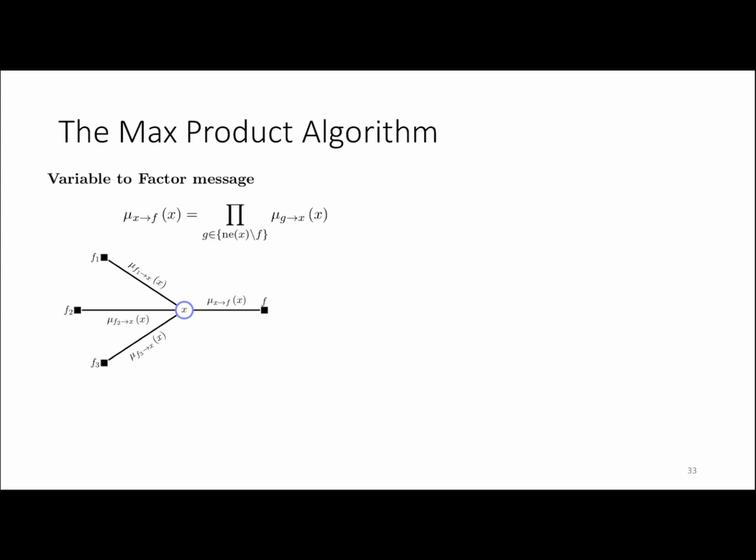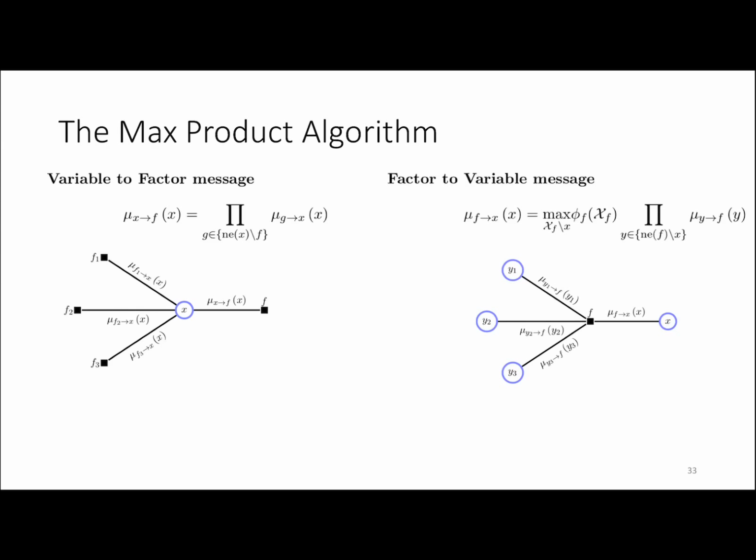So the same idea applies when you want to compute the maximum. You can view this as message passing, except that instead of a sum, you have a max. The rules are exactly the same. When a node receives messages from factors, you just multiply them. It's exactly the same rule. But when a factor receives the message from the node, instead of summing over the rest of the variables, it's going to max over them. So here the max actually has to be there.